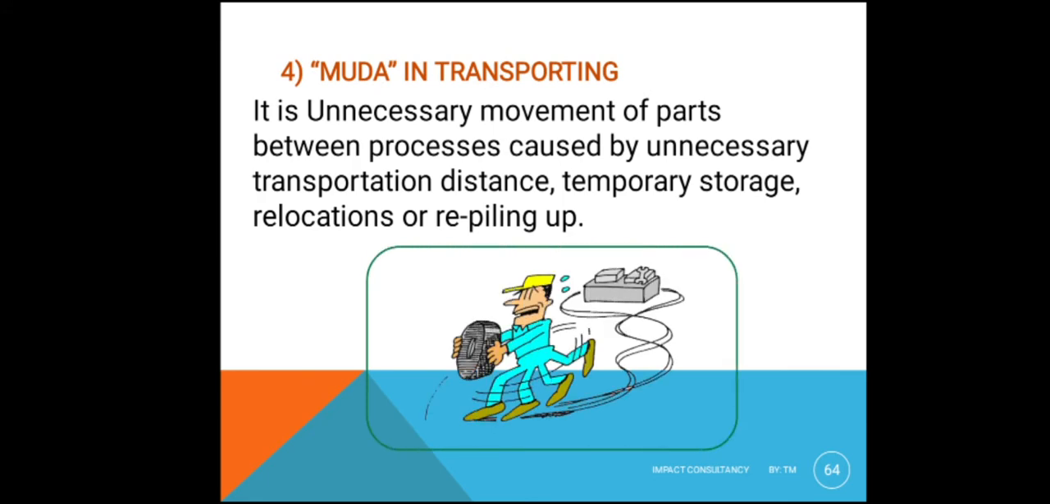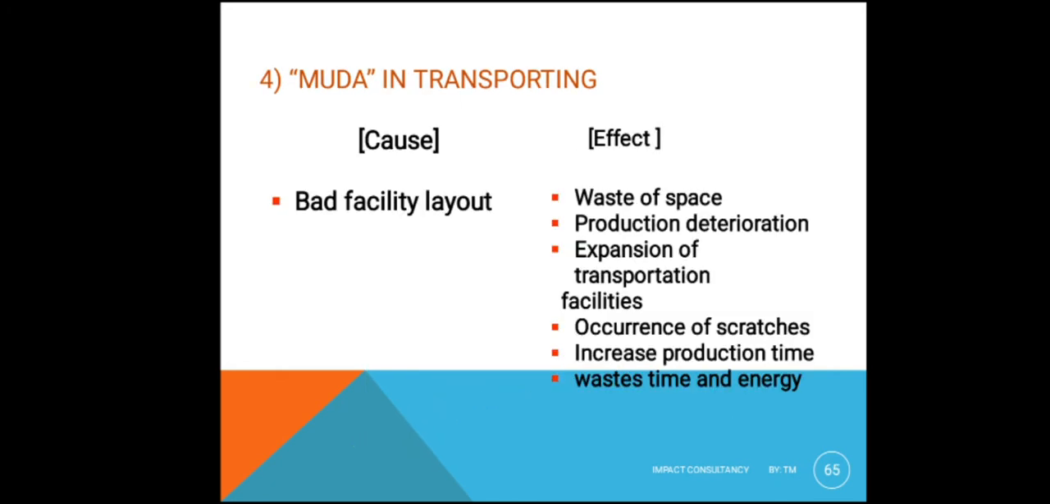It is unnecessary movement of parts between processes, caused by unnecessary transportation distance, temporary storage, relocations, or piling up. So it is transportation caused by unnecessary distance. That's all about waste of transporting. The cause is bad facility layout, and the effects it brings: waste of space, production deterioration, expansion of transportation facilities, occurrence of scratches, increased production time, waste of time and energy, as well as resources and transportation materials.